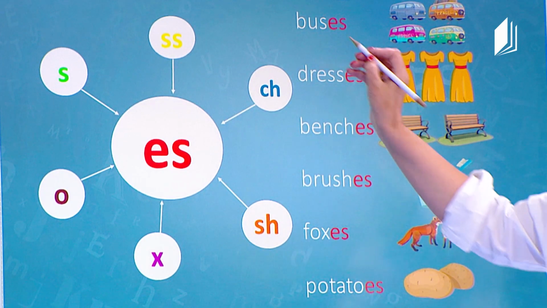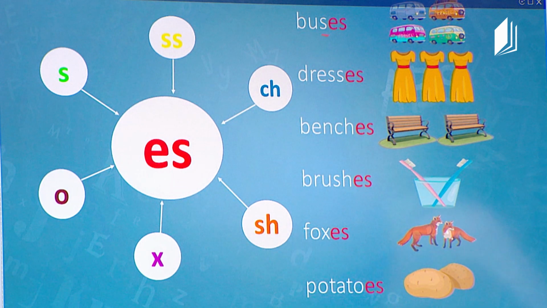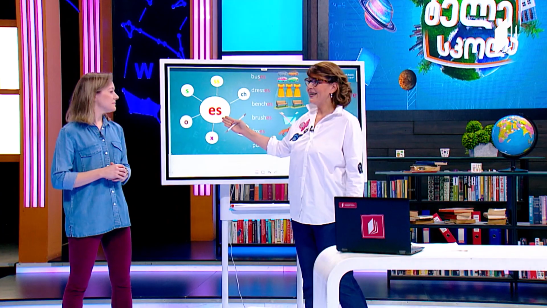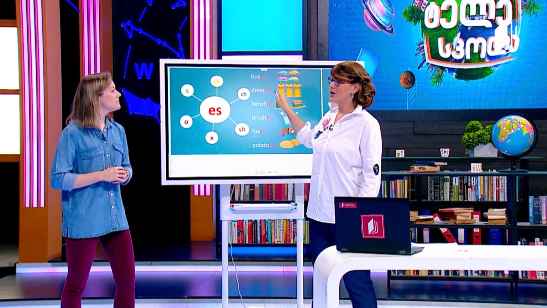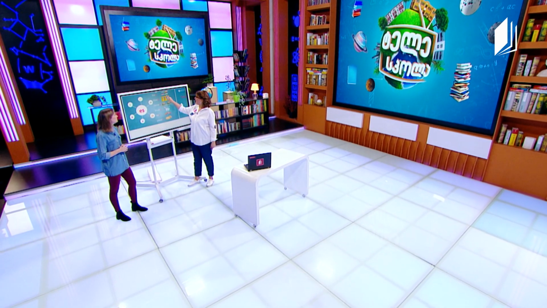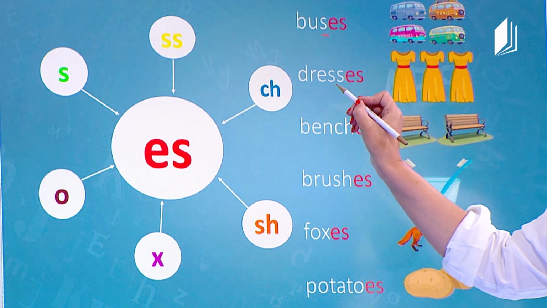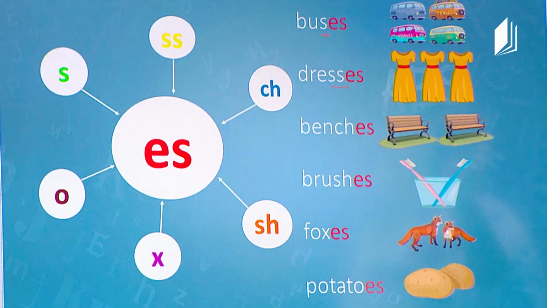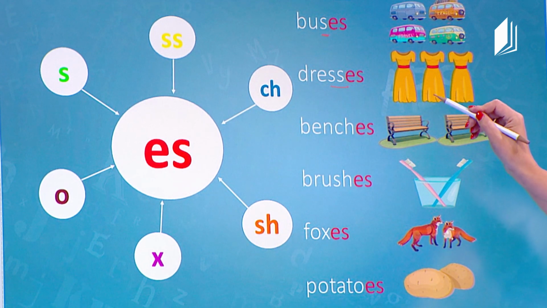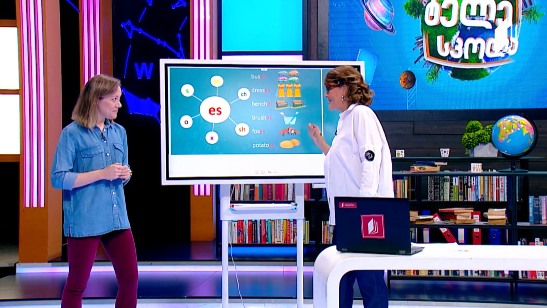Bus. So the ending is S, and that's why we add what? ES. Buses. One bus, but 4 buses. Dress. The ending is double S, so that's why in the plural it is dresses. Let's count. 1 dress, 2 dresses, and 3 dresses.